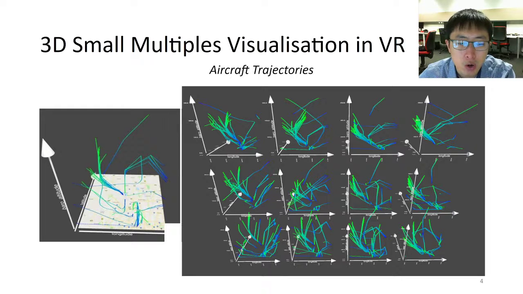This image shows a single aircraft trajectory on the left and how it will look like in the small multiples visualization on the right. Each visualization represents the aircraft's departure and arrival space-time track in 1 hour at Melbourne Airport.